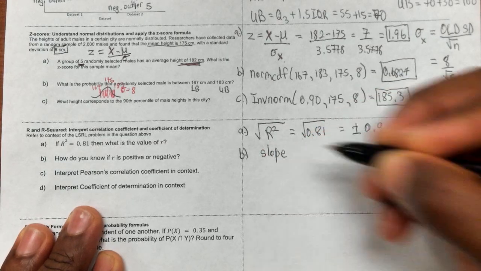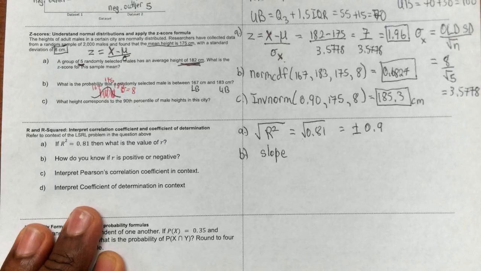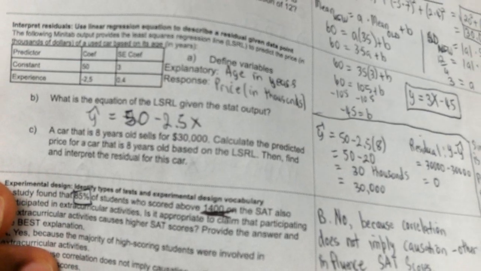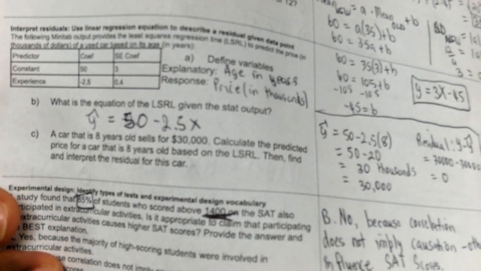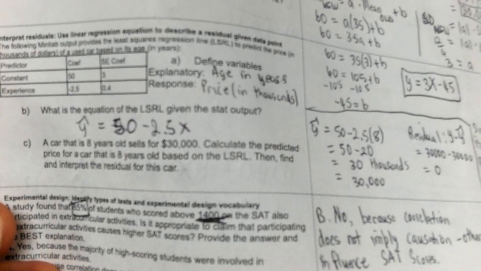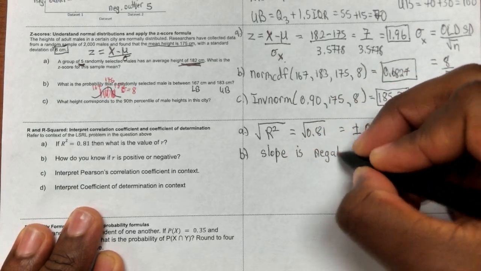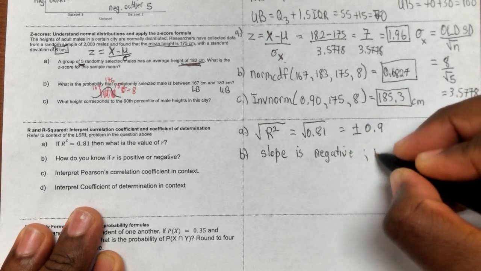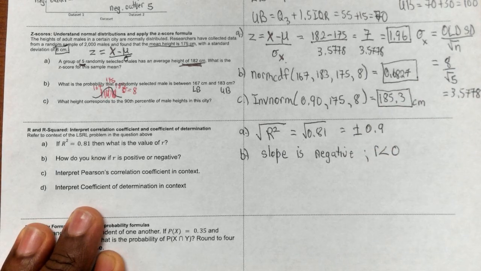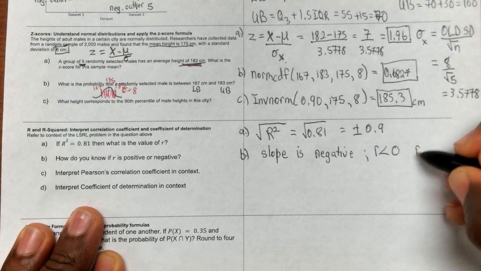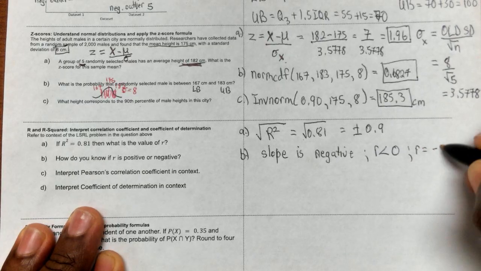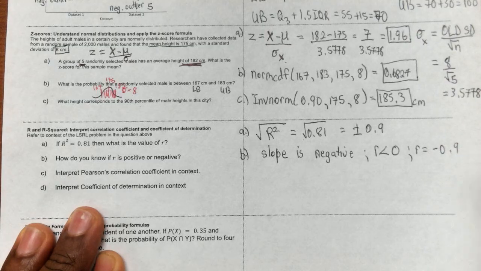Based on our question, our slope was negative 2.5 because we were losing 2,500 every single year. So in this case, our slope is negative. And if your slope is negative, that means your r value is less than 0. So in this case, our r value is negative 0.9. Let's go ahead and do the next question.